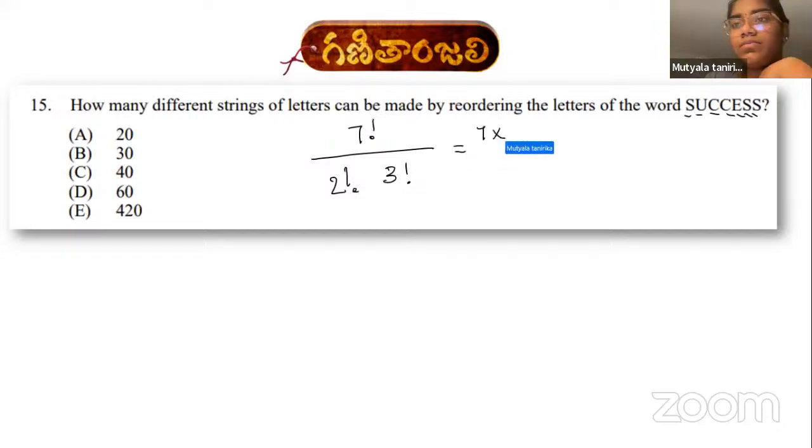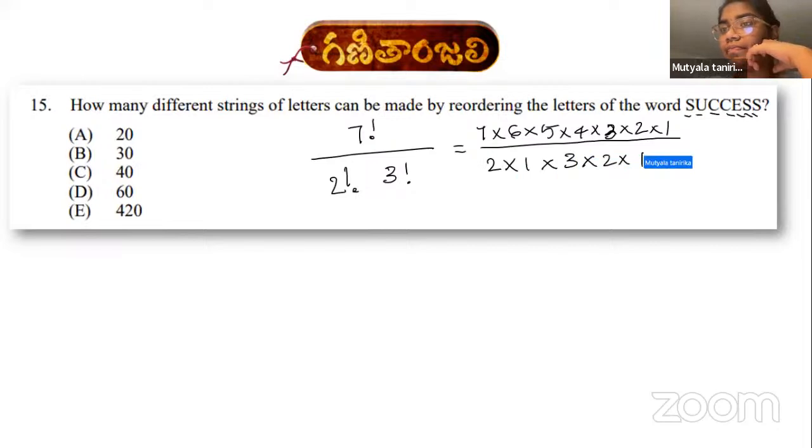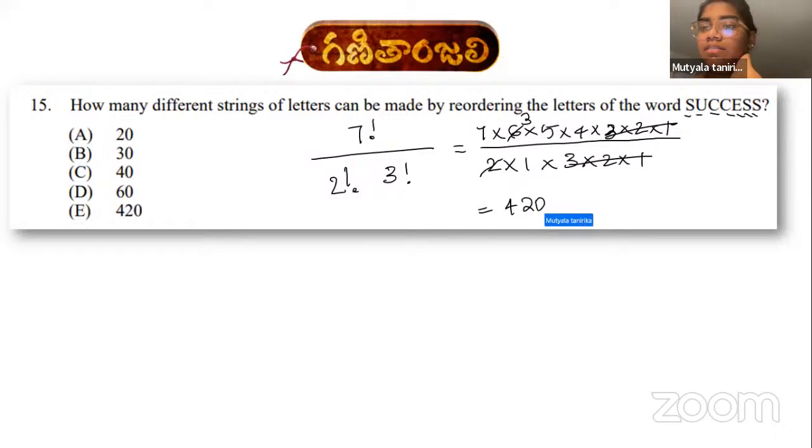Do it completely: 7 times 6 times 5 times 4 times 3 times 2 times 1 over 2 times 1 times 3 times 2 times 1. That is 420. That's good.